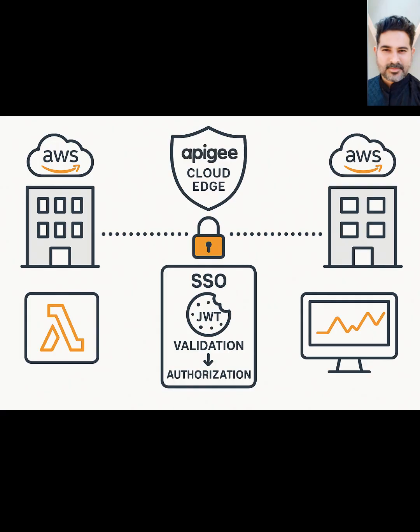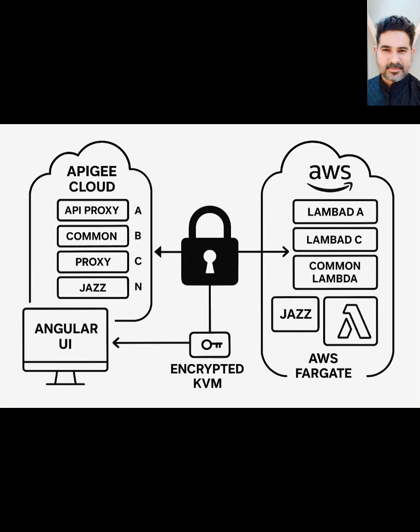Now, the real magic is in the authentication. We're using SSO for login, generating JWTs, storing them in cookies, validating them with AWS KMS, and handling authorization, all in Apigee. The Lambdas on AWS Fargate handle the data processing, and the UI renders everything. It's all about trust and security, even within the same cloud.